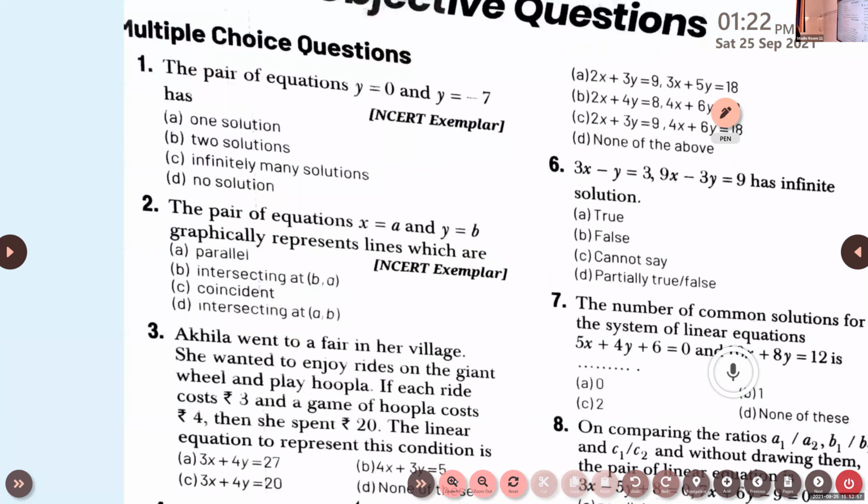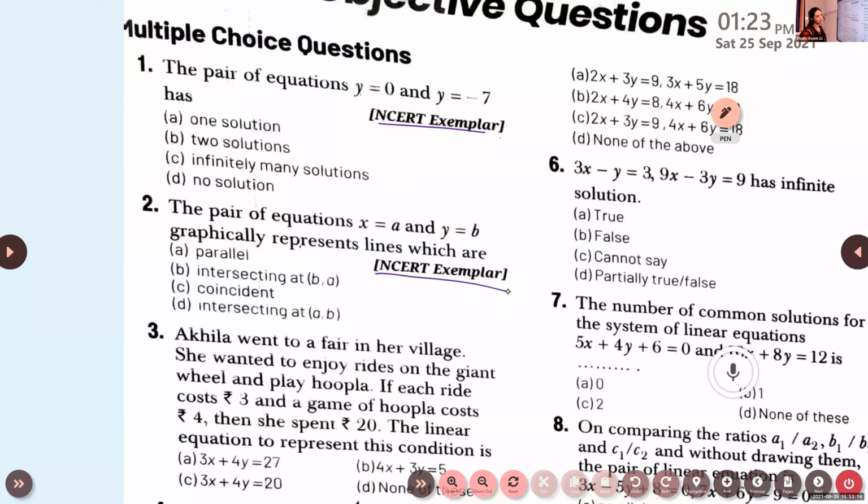Look at the question, first one. The pair of equations. Okay, note down, this model is very, very important. Whenever it is given NCERT exemplar, those questions are important. The pair of equations, y is equal to 0 and y is equal to -7.